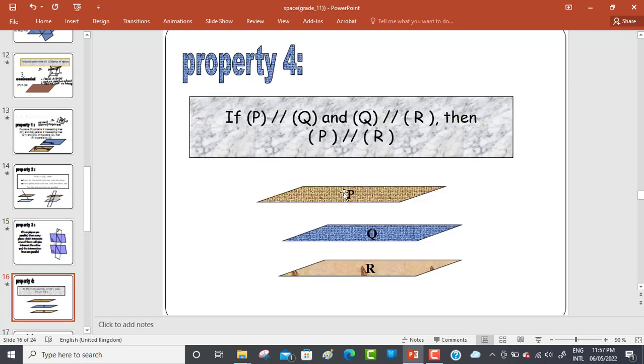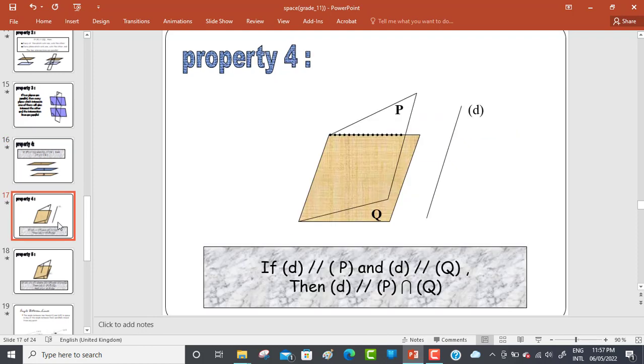Property 4. If I have plane P parallel to plane R and plane Q parallel to plane R, then P and Q are parallel. If two planes are parallel to the same plane, then they are parallel. It's a very easy one, very logical. Property 5. If a line D is parallel to a plane P and also parallel to a plane Q, then D is parallel to their line of intersection.